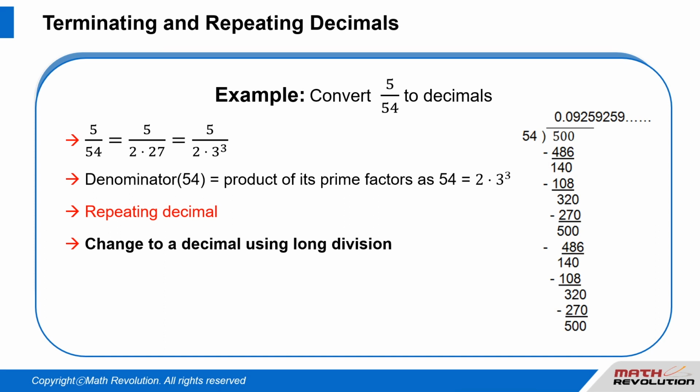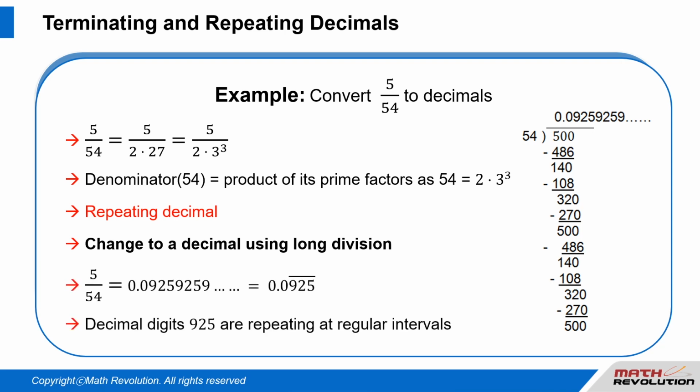500 divided by 54 is equal to decimal 0.09259 recurring. That is, 5/54 equals decimal 0.0925925 recurring, which means that the decimal digits 925 are repeating at regular intervals.